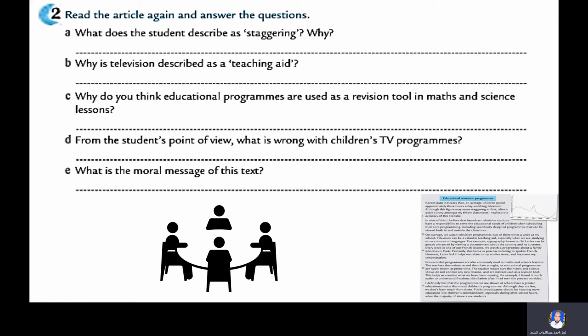C. Why do you think educational programs are used as a revision tool in math and science lessons? D. From the student's point of view, what is wrong with children's TV programs? E. What is the moral message of this text? You are going to read these questions and find the answer from the passage.